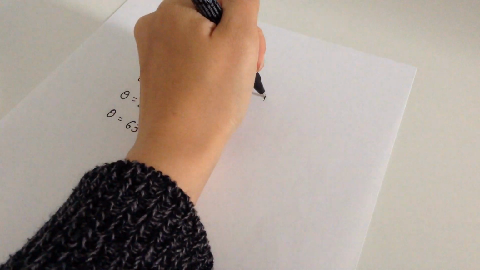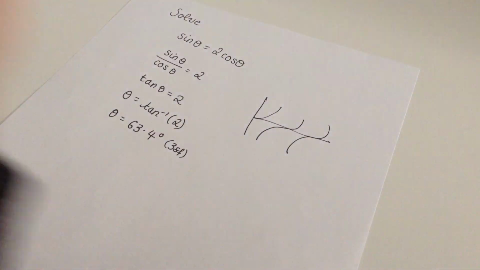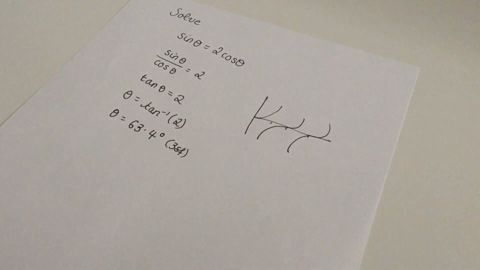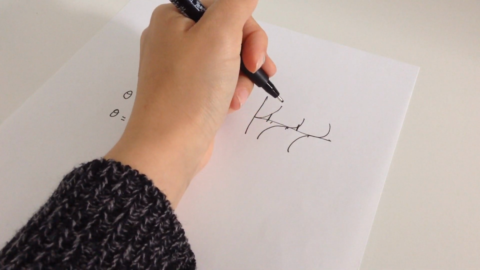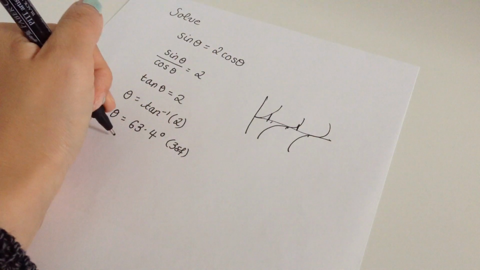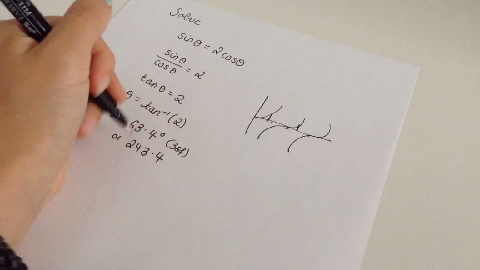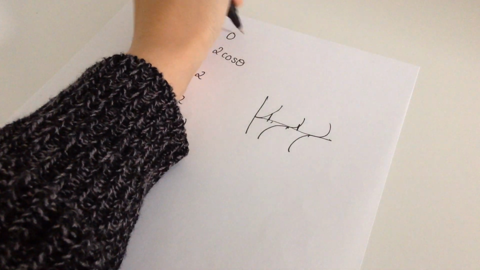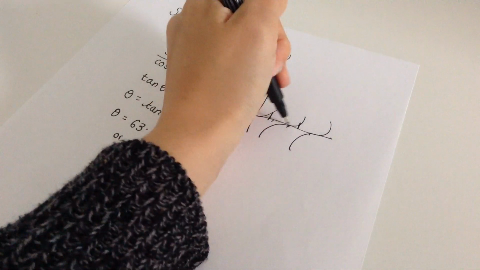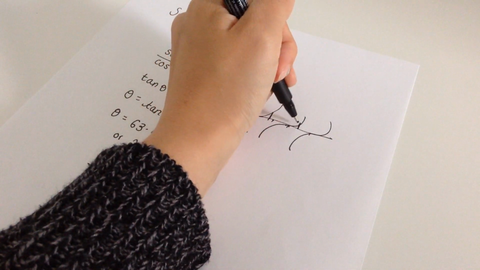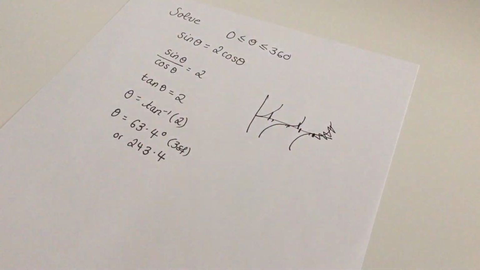Okay, and then of course there are more values. Let's see, 63.4, 180 plus 63.4, 243. I didn't specify what range we're going to solve it in. Let's pretend it is up to 360. So is there any more? No, because where's 360? 90, 180, 270, 360 goes to there. So yeah, there's no others.